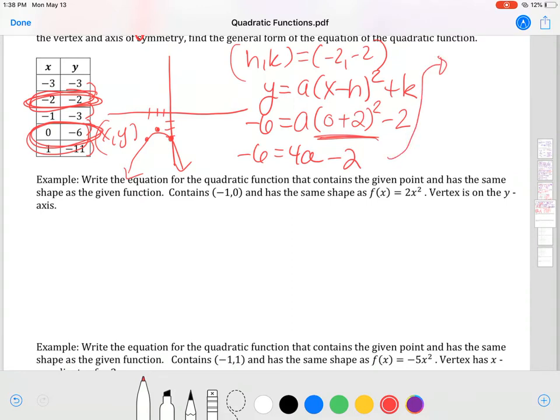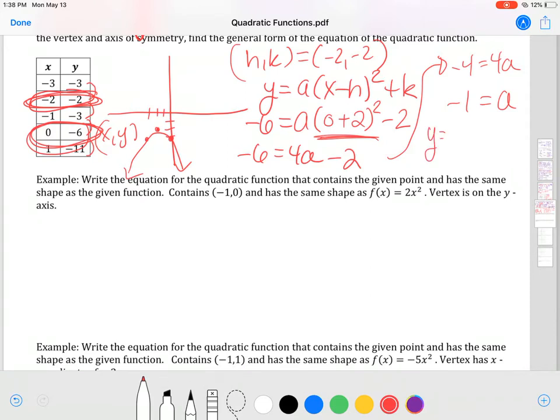So if I finish this up here, I'm going to add 2 to both sides. So I have negative 4 is equal to 4a because I added 2 to both sides. And then I divide both sides by 4 to finish solving for a, and I get negative 1.